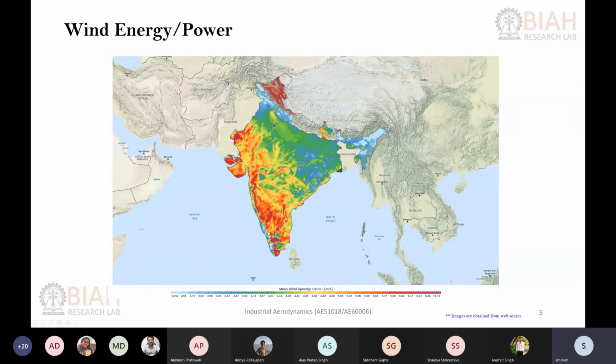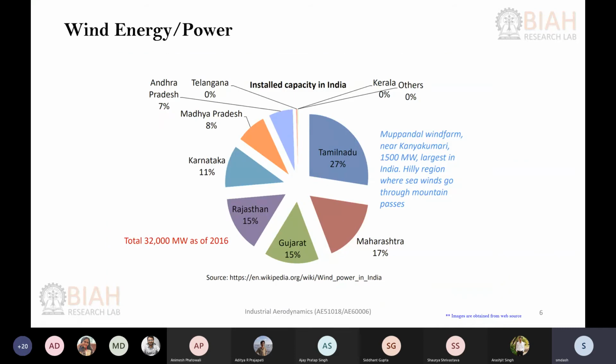So yeah, these are the total distribution of the energy. Again, this is in the year 2016. You can see that Tamil Nadu has 27% of installation, Gujarat, then Rajasthan also. Okay, so Maharashtra also has 17% here. So these numbers are on a higher side now. Like in 2018, we have already crossed 35,000 megawatt wind energy production. So see, this is already increasing.